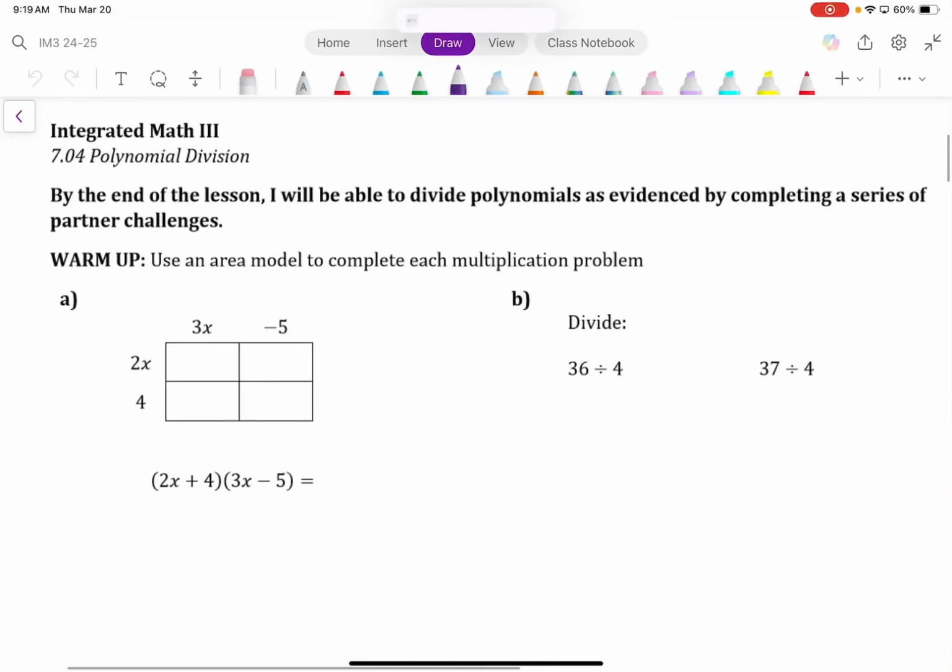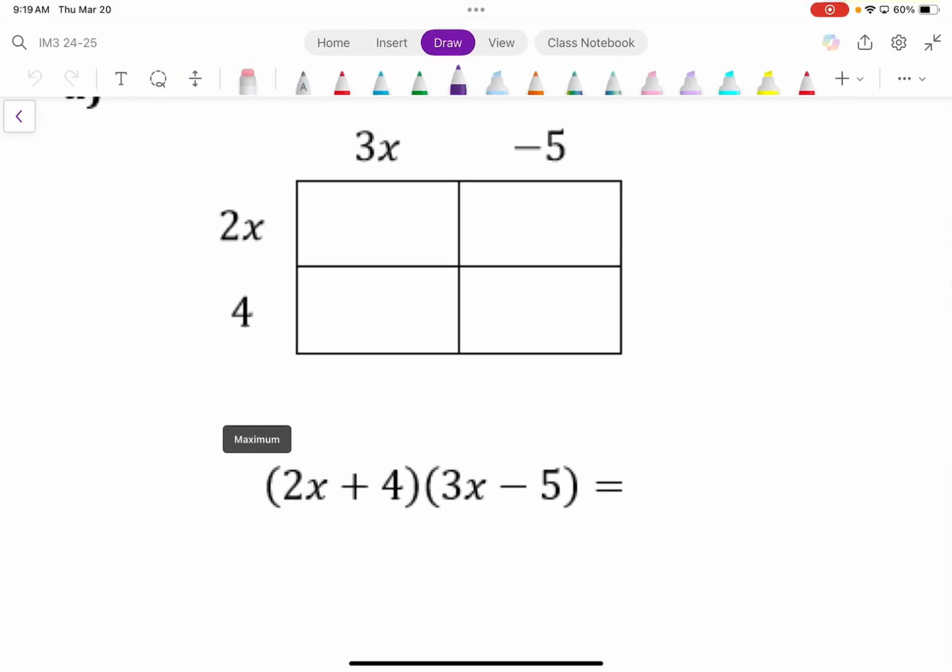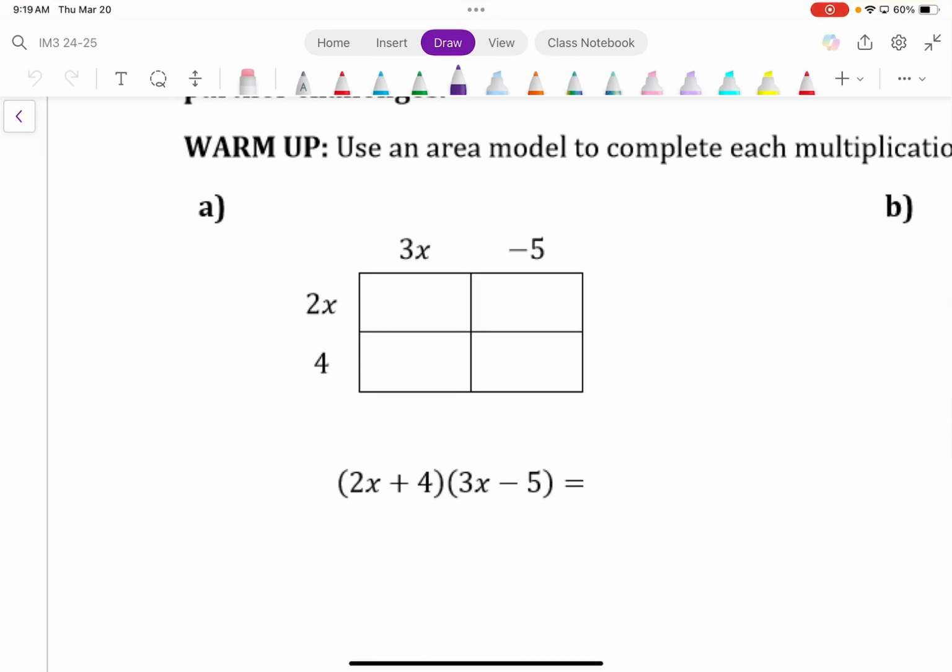It says here, use an area model to complete each multiplication problem. I want to focus specifically on A. So how would I go ahead and multiply this out? I have an area model and my factor set up, but what do I do first? Go ahead. Multiply which ones? 2 and 3, and that gives me 6x squared.